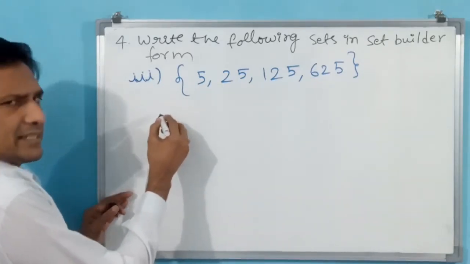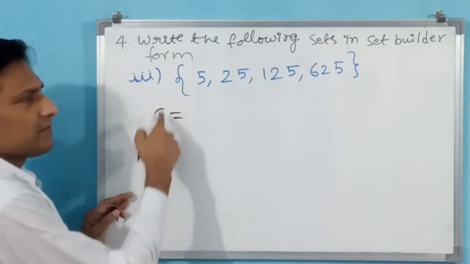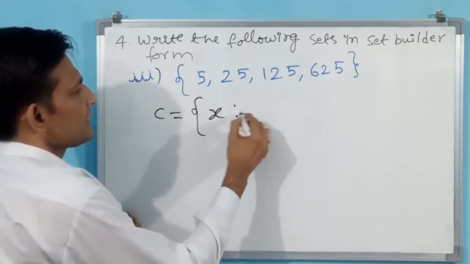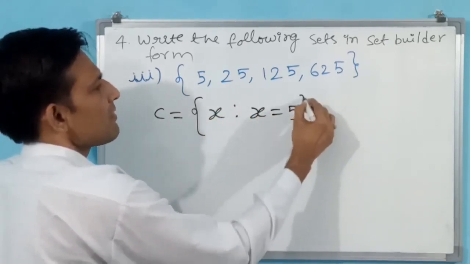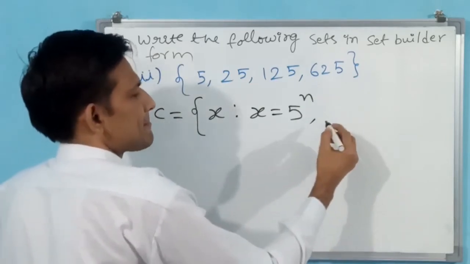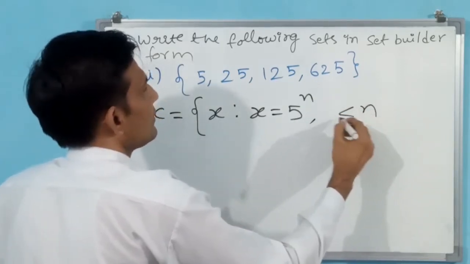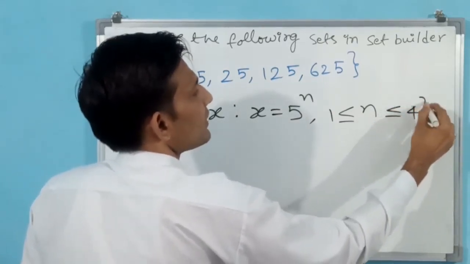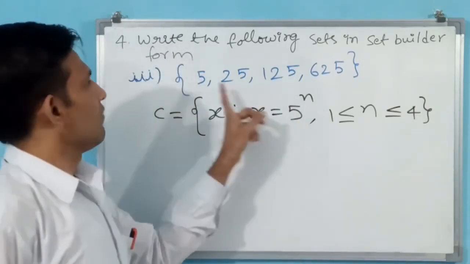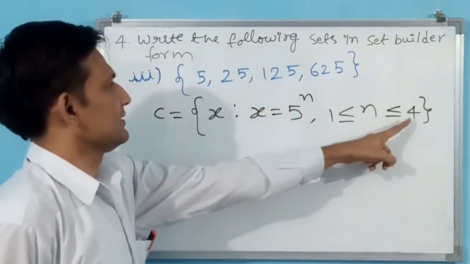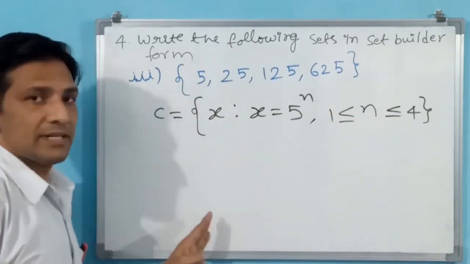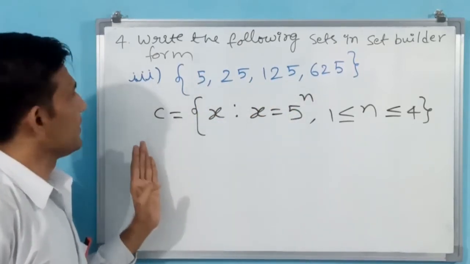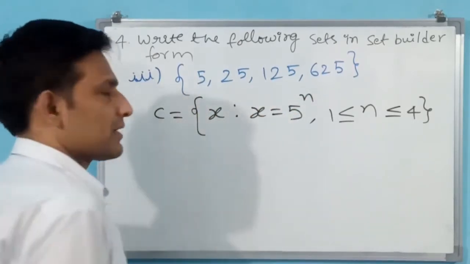Okay. Let us take C, or whatever you want. If they have not given anything, you can take anything here. For all the values of x, x is equal to 5 power n. Okay. And n is greater than or equal to 1 but less than or equal to 4. Okay. 1, 2, 3, 4 power n. 1 to 4. This is the solution in set builder form for this roster form set. Okay. Then we go for the fourth part of this question.